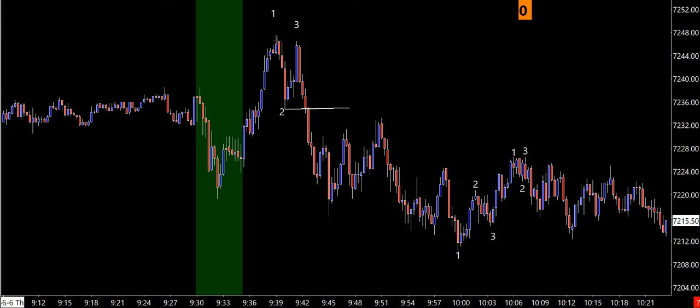So the buyers were in control over here until you get this 1, 2, 3. Now the sellers are in control. Sellers are still in control. Now the buyers are in control. So you want to buy over here. Now you got the 1, 2, 3. The buyers are still in control. So here's your pullback. You get a win. Now the sellers are in control.